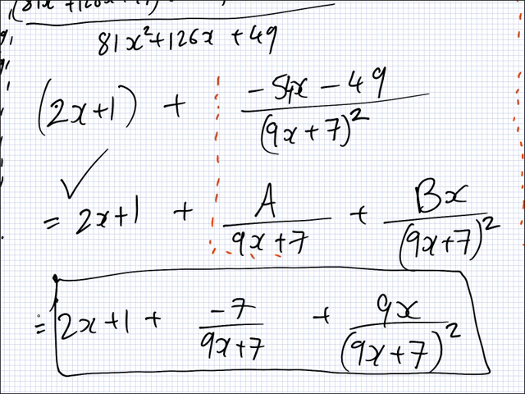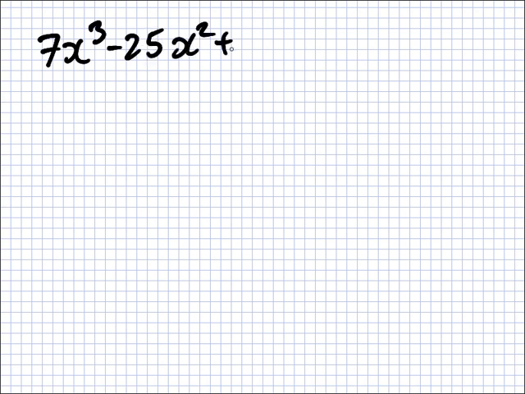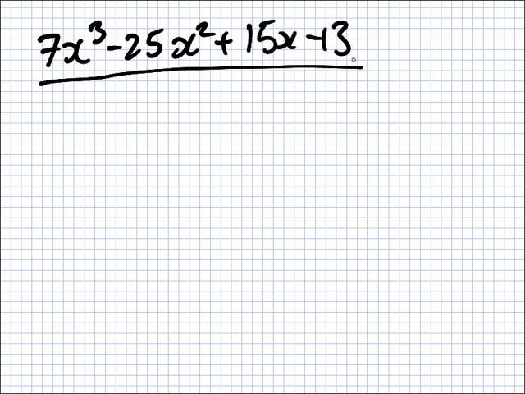Can I scroll down? Right, so let's just write 7x cubed minus 25x squared plus 15x minus 13 over 7x cubed minus 19x squared plus 31x minus 15.